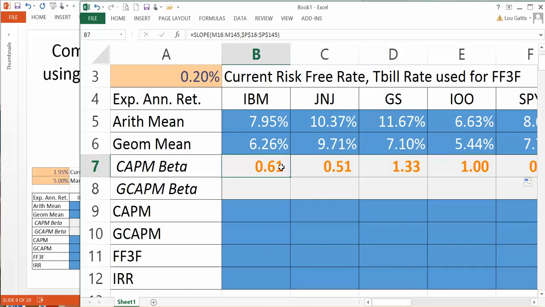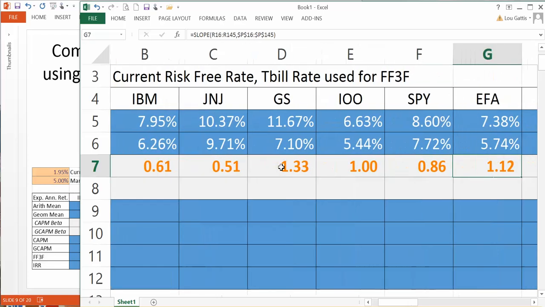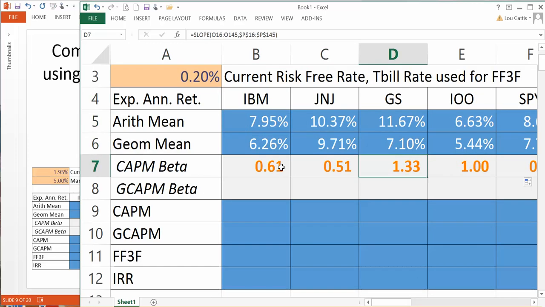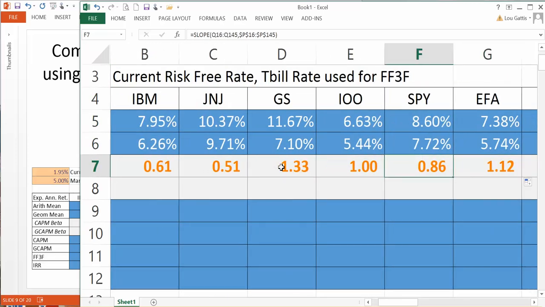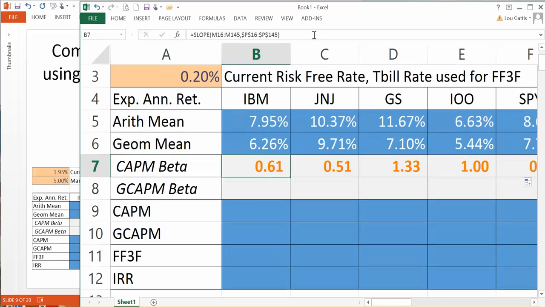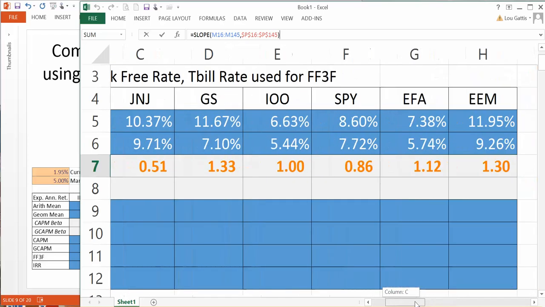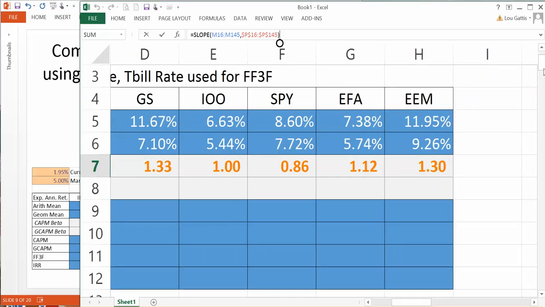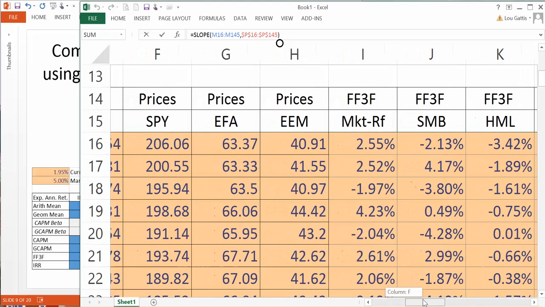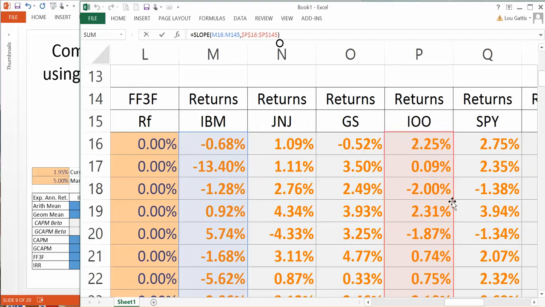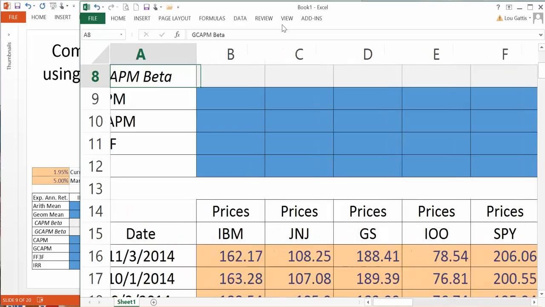So you can see that J&J is the safest asset, followed by IBM. You can see Goldman Sachs is the riskiest. Actually, let me just make sure I have this against the S&P 500. Let me look against this. I might have picked up IOO by mistake. Oh, I did. So let me slide this over. So in my formula, I can then just slide this over here. That'll change the formula. I'll hit enter.